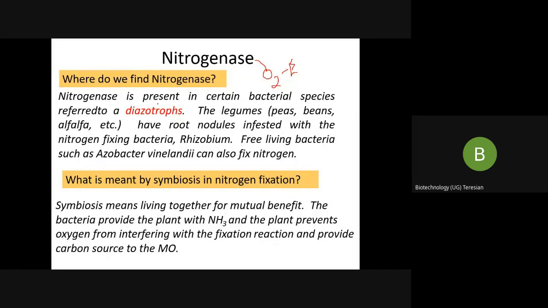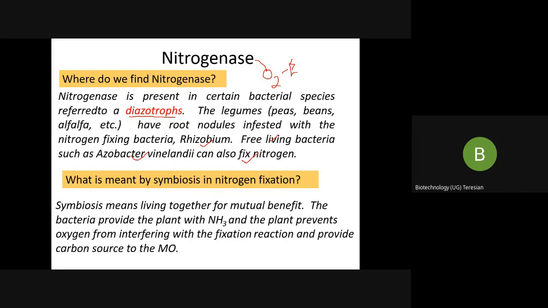So nitrogenase is present in certain bacterial species which are referred to as diazotrophs. You know now what diazotrophs are? That is your free living and even your symbiotic organisms. So the legumes have root nodules infested with nitrogen fixing bacteria like Rhizobium, or free living bacteria such as Azotobacter, and they can fix your nitrogen. So now you understand where the nitrogenase enzyme is. My nitrogenase enzyme is present in the free living organism or in the symbiotic or mutualistic microorganism.